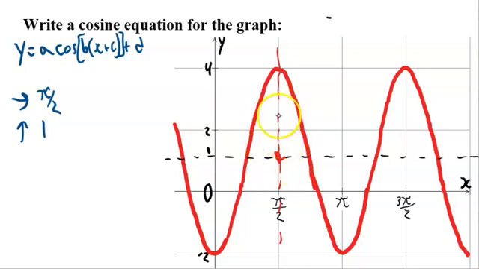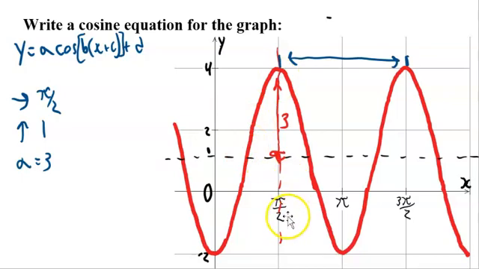The amplitude is 3 because the point from here to here is 3. That's 3, so A is 3. And the period. The period is the distance from peak to peak or trough to trough. So if you start at pi over 2, how far does it take to get to 3 pi over 2? We want to find the difference, how far this is. So we can take 3 pi over 2 minus pi over 2.